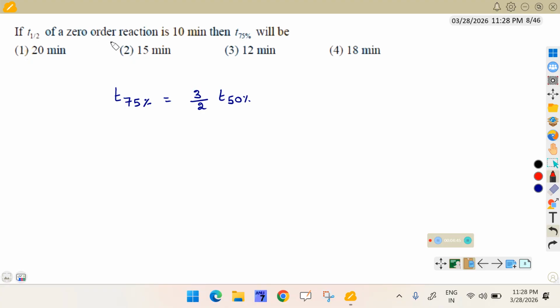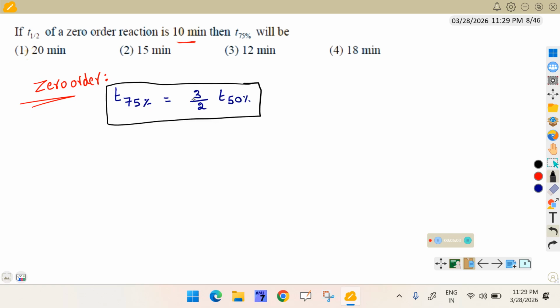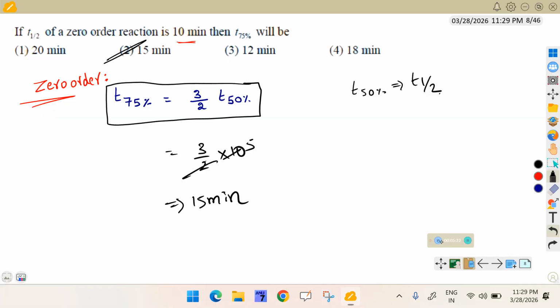If t1/2 of a zero order reaction is 10 minutes, then t75%? In case of zero order reaction, the relation between t75% and t50% is t75% equals 3 by 2 into t50%. t50% means nothing but t1/2, so 3 by 2 into 10, 5 times 3 is 15 minutes. Second option is the correct option.